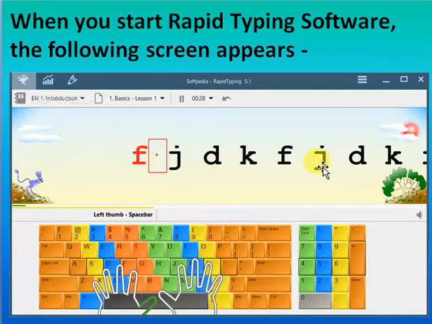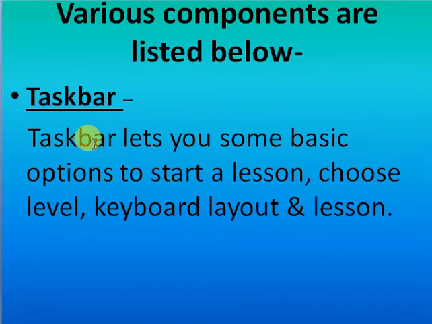In this software, there are various components. Number one is the taskbar. This is written here, introduction, basic. This is known as the taskbar. And what is the purpose of the taskbar? The taskbar gives you some basic options to start a lesson, choose the level, keyboard, lesson and output, layout and lesson. This is the function of the taskbar.